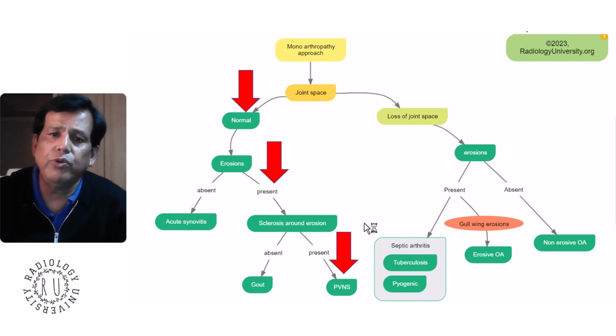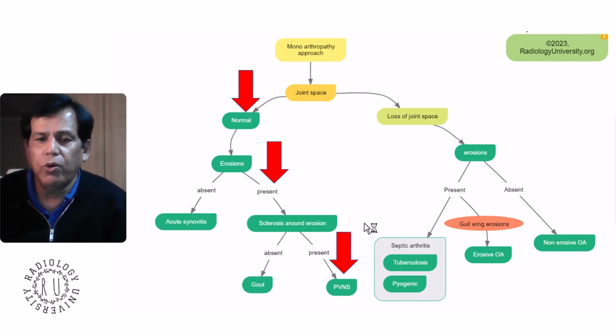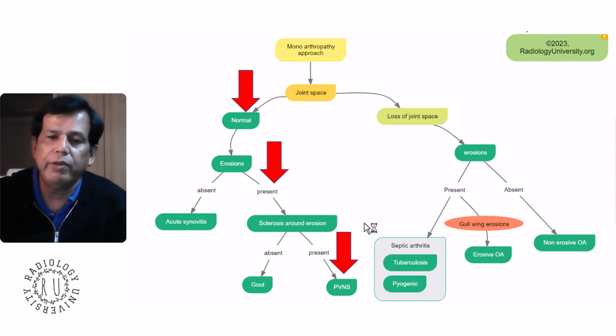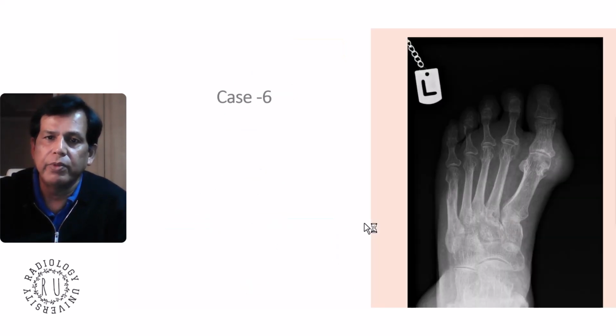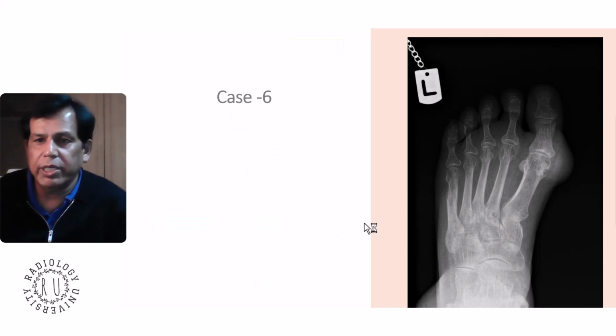We're just going through some cases a few times, because PVNS is not something you see very commonly. Once you get into the mindset of thinking like that, you will never miss it. It's like normal joint space with erosions, gout to PVNS. We know how to differentiate now. The main aim was to learn how to differentiate gout from PVNS. There we go. So case number 6.